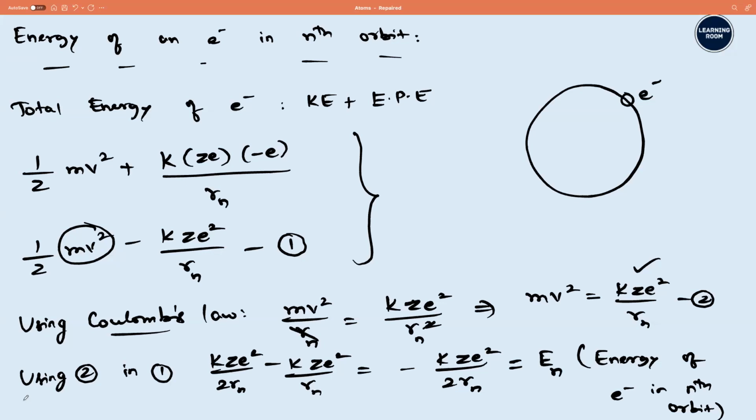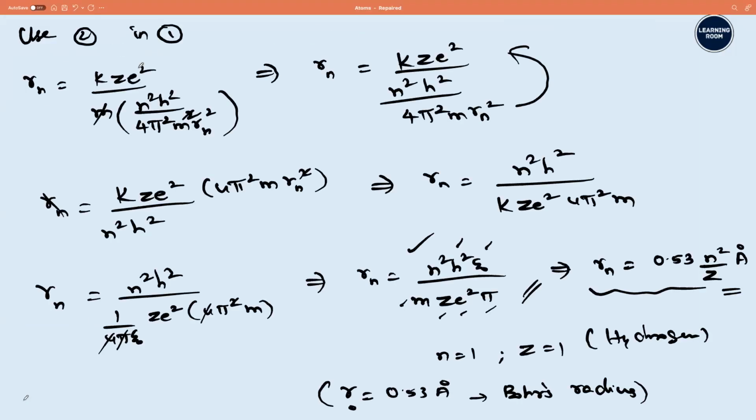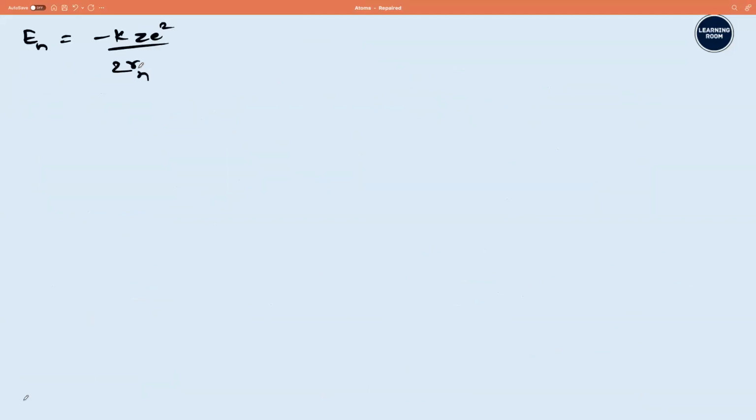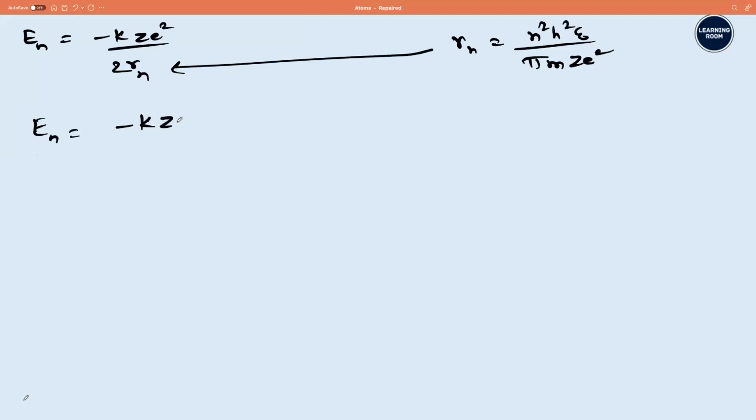Now comes an important question. En is equal to, I'm writing it again, minus kZ e square divided by 2 Rn. Now the point is, what is the value of Rn? Rn is n square h square epsilon naught divided by pi m Z e square. So if I take this value and substitute it here, then En will be equal to minus kZ e square divided by 2 into n square h square epsilon naught divided by pi m Z e square.